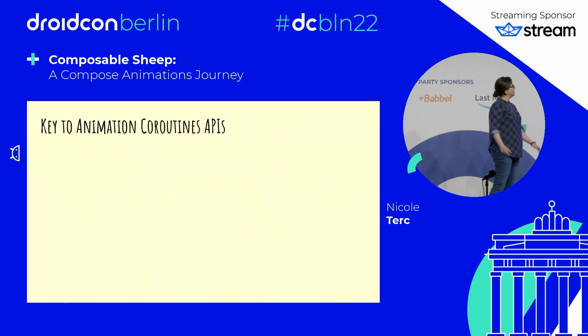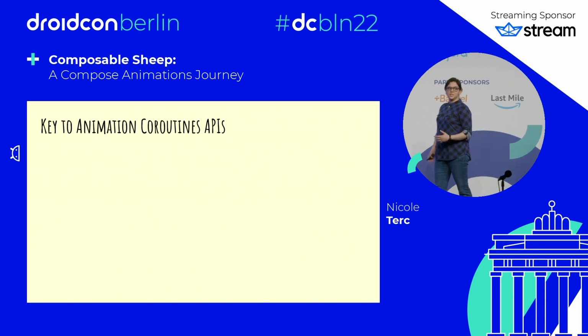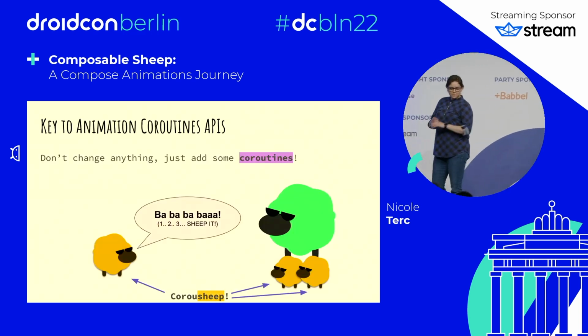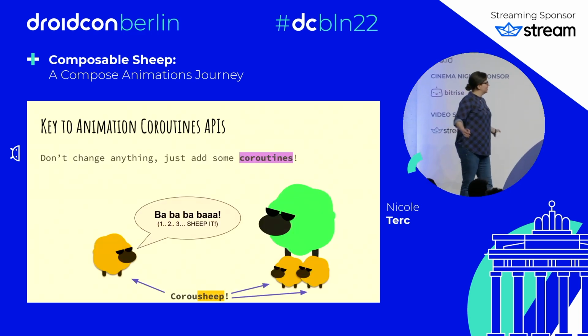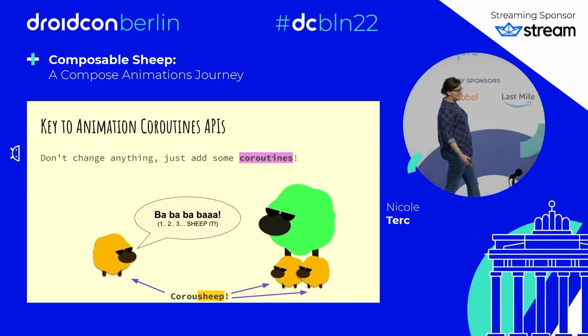But great. To close this section, what is the key to animation coroutine APIs? You forget about anything else, and you just add some coroutines, like this cute coro chip in there.